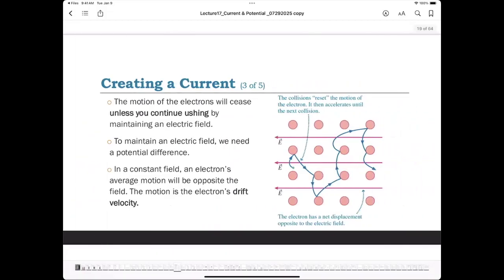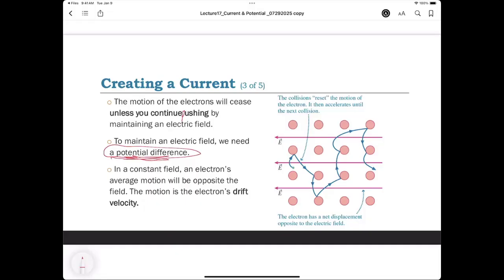Okay. The motion of the electrons will cease unless you continue pushing by maintaining an electric field. That makes sense to you? Because if the force disappears, the electrons will cease moving. If you want the electrons to keep moving, you need to continue pushing them by maintaining an electric field. To maintain an electric field, we need a potential difference.